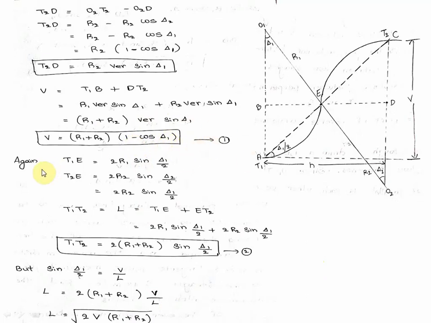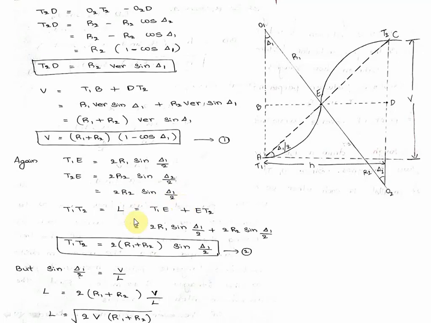Got it? Next, T1e. What is T1e? This distance. To find this distance, the equation is 2R1 sin delta 1 by 2. Similarly, T2e, this distance, is 2R2 sin delta 2 by 2, that is the half angle. Because delta 2 is equal to delta 1, you can write it as 2R2 sin delta 1 by 2 only.